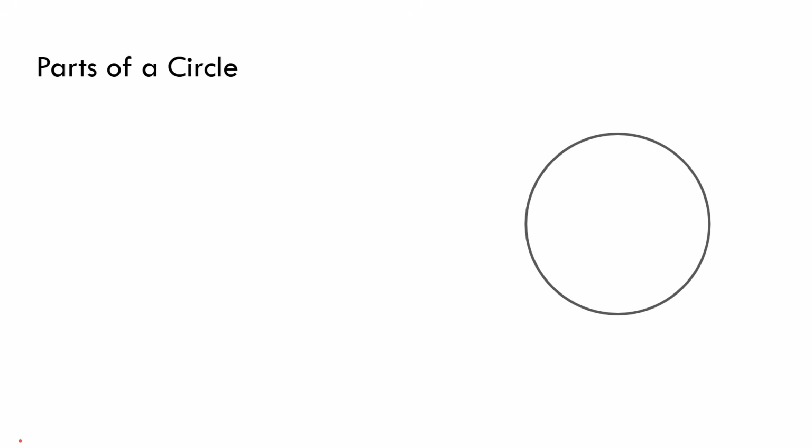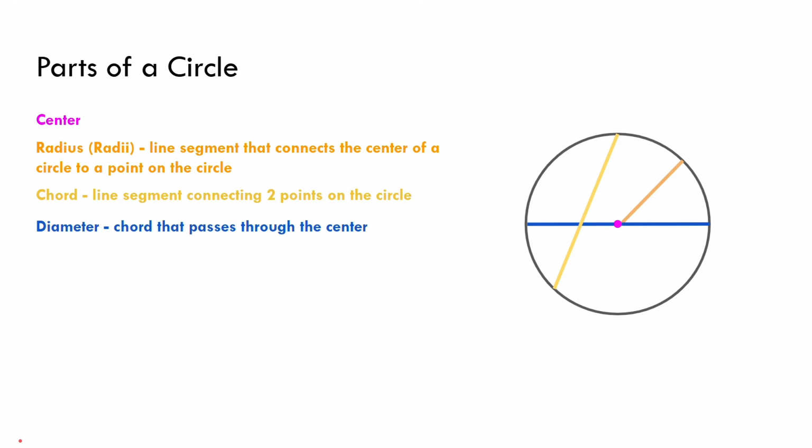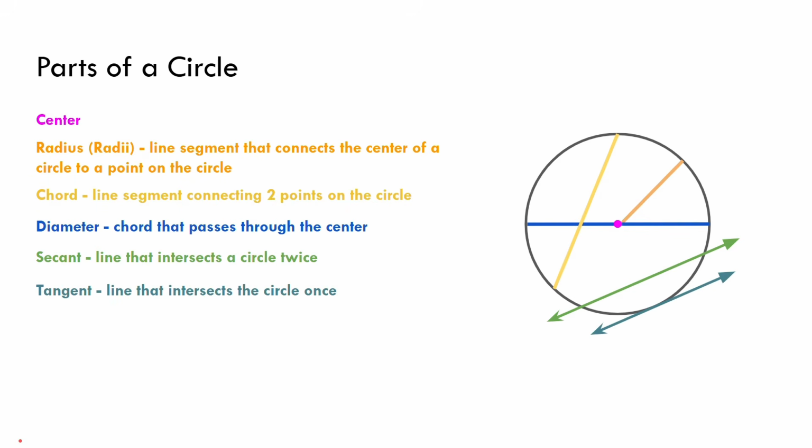So moving on to circles, right? We're going to go over the different parts of a circle first. This is the center. This is the radius, which is a line segment that connects the center to a point on the circle. And then a chord is connecting 2 points on the circle. Diameter is a chord that passes through the center. The secant is a line that intersects the circle twice. A tangent is a line that intersects the circle once.